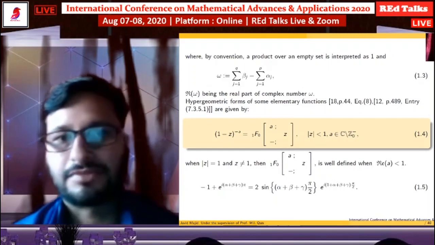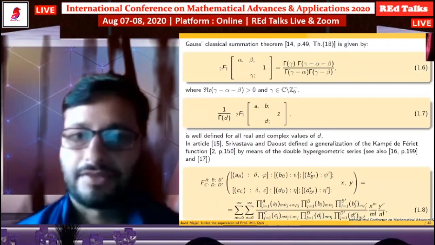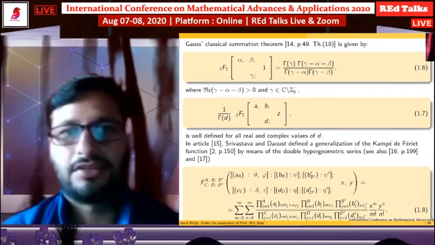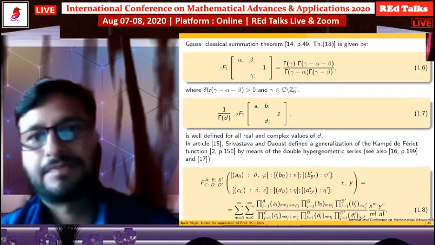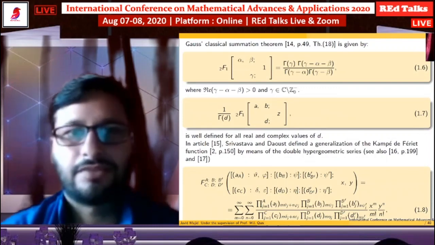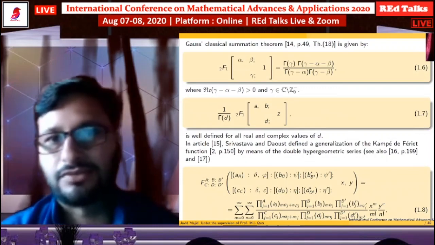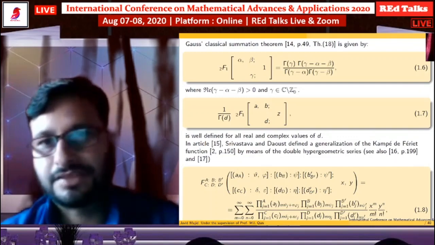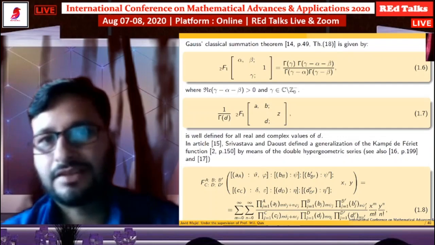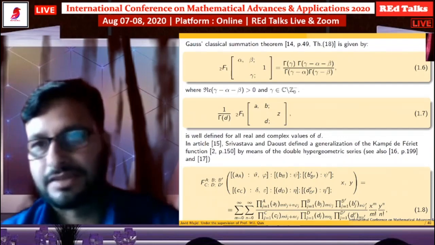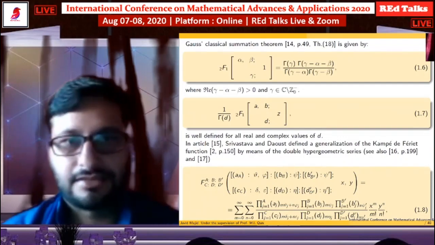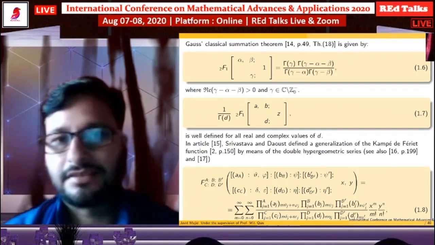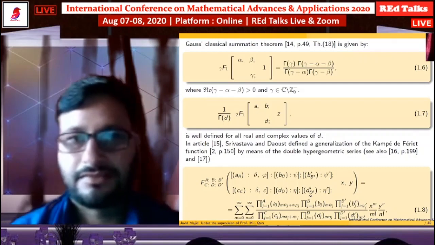The hypergeometric forms of some elementary functions are given by 1.4, and the Gauss classical summation theorem given by Gauss, defined by 2F1(alpha, beta; gamma; 1) is equal to gamma of gamma, gamma of gamma minus alpha minus beta divided by gamma of gamma minus alpha, gamma of gamma minus beta, and 1 upon gamma of d times 2F1(a, b; d; z) is always defined for all real and complex values of d.